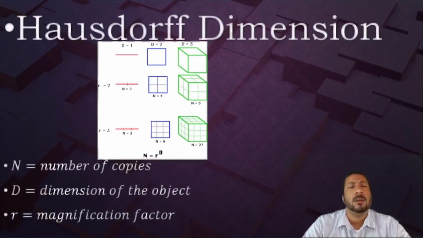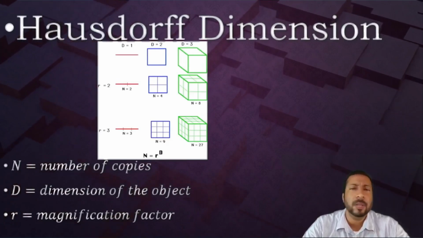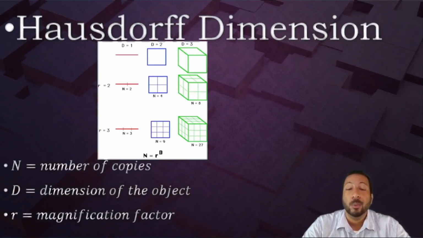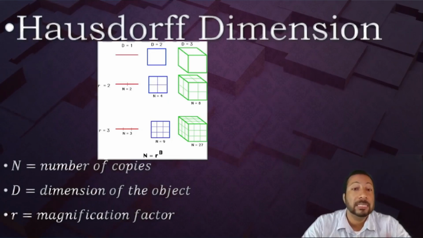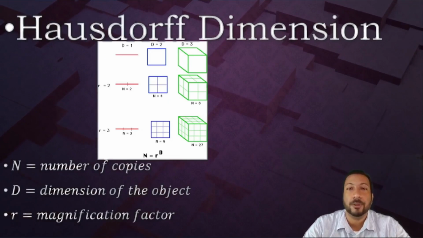How did he come to that idea? Well, he studied the situation and found a formula that applies. That formula is n equals r to the d power, where n is the number of copies, d is the dimension of the object, and r is the magnification factor.